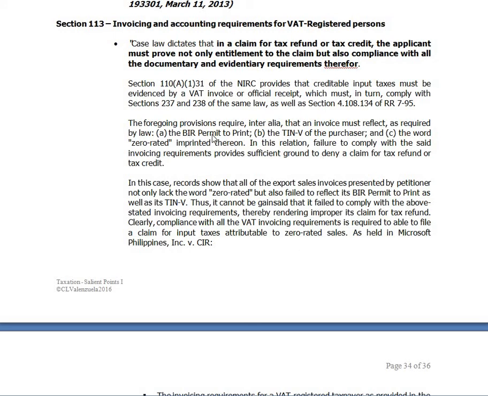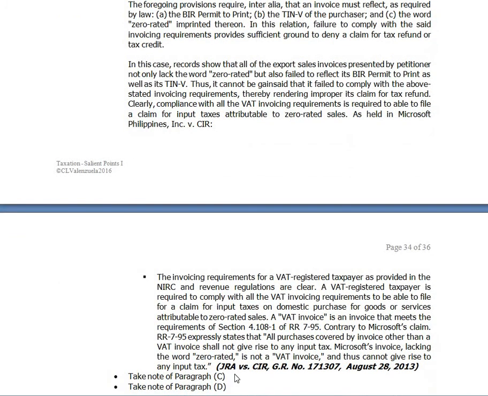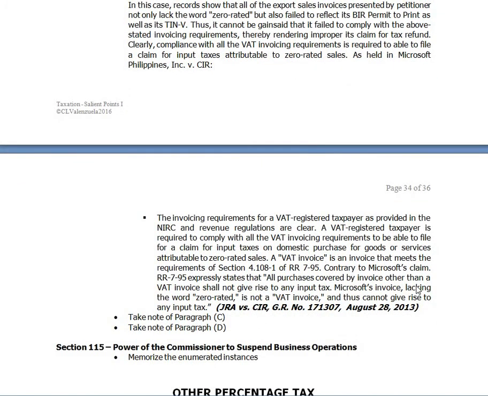You must have the BIR permit to print or authority to print, and you must have this PIN-V to determine if you're a VAT or non-VAT. Because for non-VAT you would have non-VAT, and the word zero-rated should be imprinted if you're dealing with zero-rated transactions or sales. If there is no zero-rated phrase there, then you cannot, as decided in JRA versus CIR, you cannot claim for input tax credit.